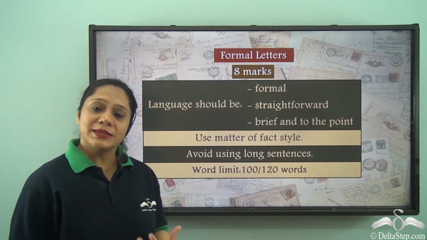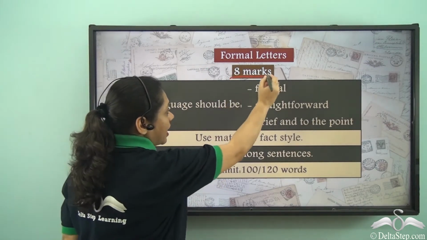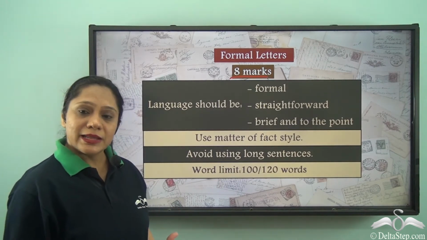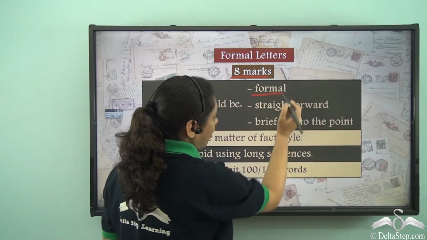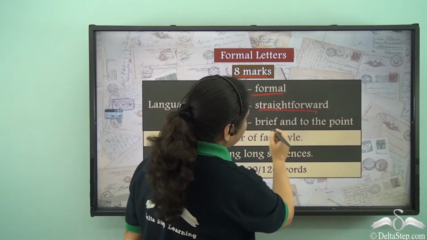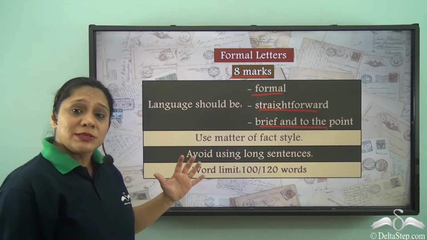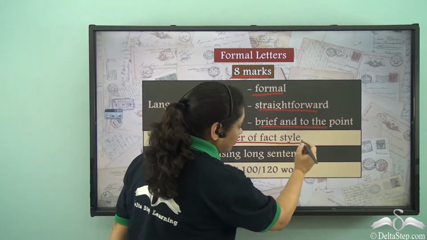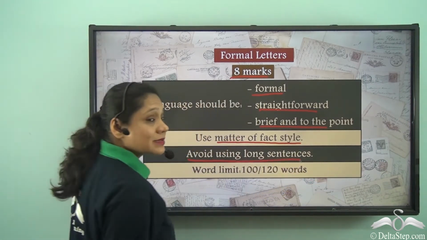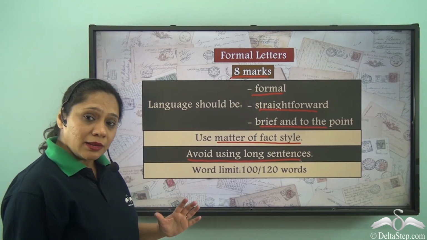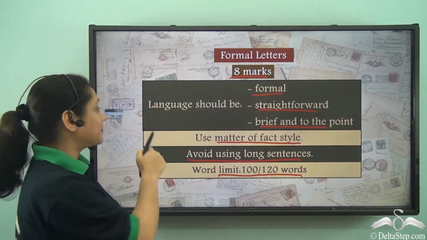Now, in the CBSE Class 10 board exams, the formal letters are of 8 marks. Now, when you write these letters, you should remember that the language of these letters should be formal, straightforward, and it should be brief and to the point. Now, use matter-of-fact style when you write your letters. Avoid using long sentences and try to maintain the word limit, which is 100 to 120 words.